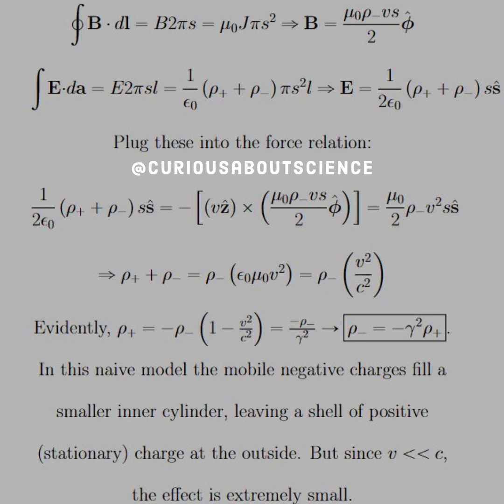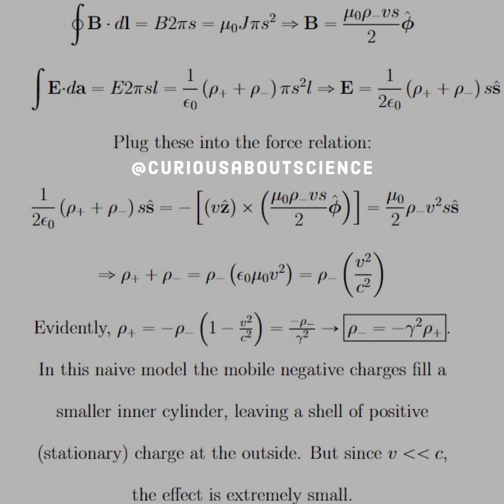So if we plug these into the force relation that we just found, and we take the cross product of the velocity in the z hat direction and the magnetic field in the phi hat direction, we see that this is equal to mu naught over 2 rho negative v squared s s hat, which makes sense based on the electric field, so we got a check there. Cancel out the s's, cancel out the 2's, move the epsilon naught over, and we see that the total charge, rho plus plus rho minus, is equal to rho minus times epsilon naught mu naught v squared, again in the same direction, so we're just worried about a scalar quantity now.